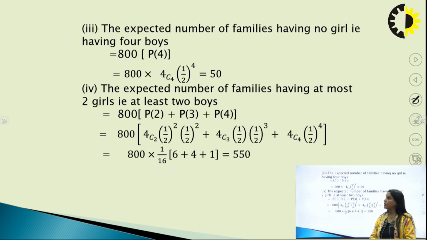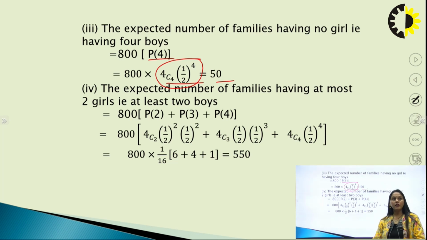Now the third part is the expected number of families having no girl. No girl means there should be all 4 boys. There should be no girl, all 4 boys. All 4 boys means we want P4. P4 means 4C4 1 by 2 to the power 4. It is for one family. We want it from 800 families. So it will be 800 into 4C4 half to the power 4 and that will be 50.